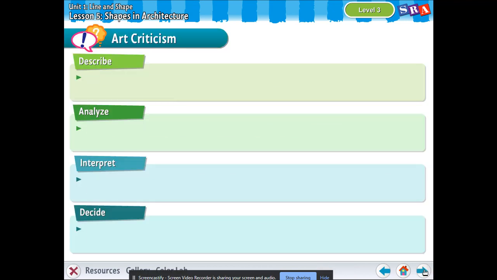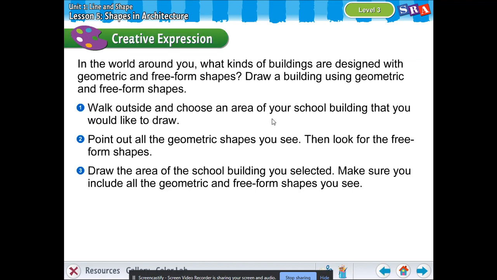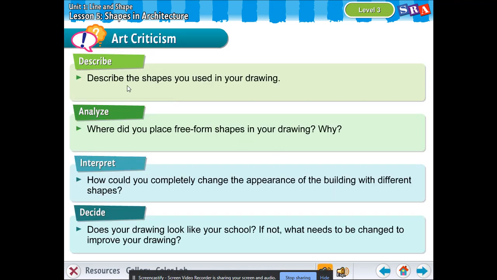Okay, so you can create some buildings using freeform and geometric shapes if you want to, and submit it to me if you'd like. So you should be able to describe the shapes you use in your drawings. Where did you place your freeform shapes and geometric shapes in your buildings? How could you completely change the appearance of a building with different shapes?